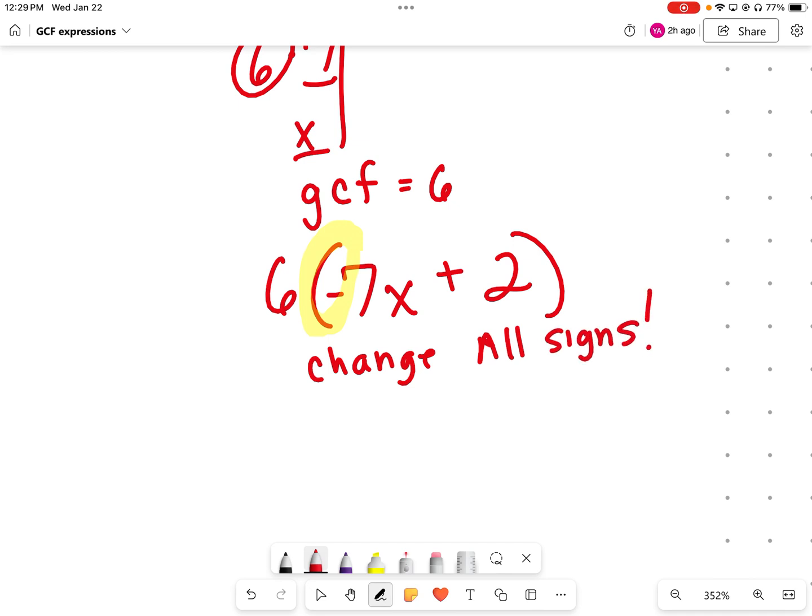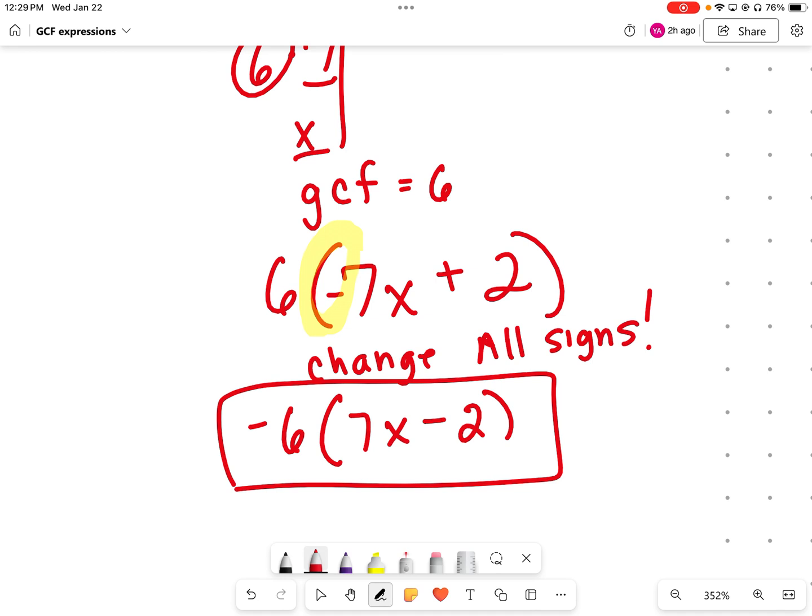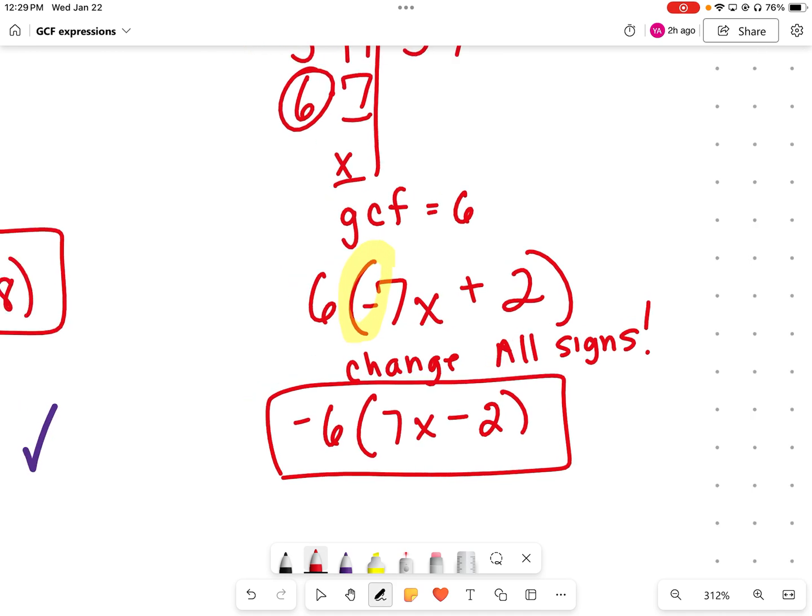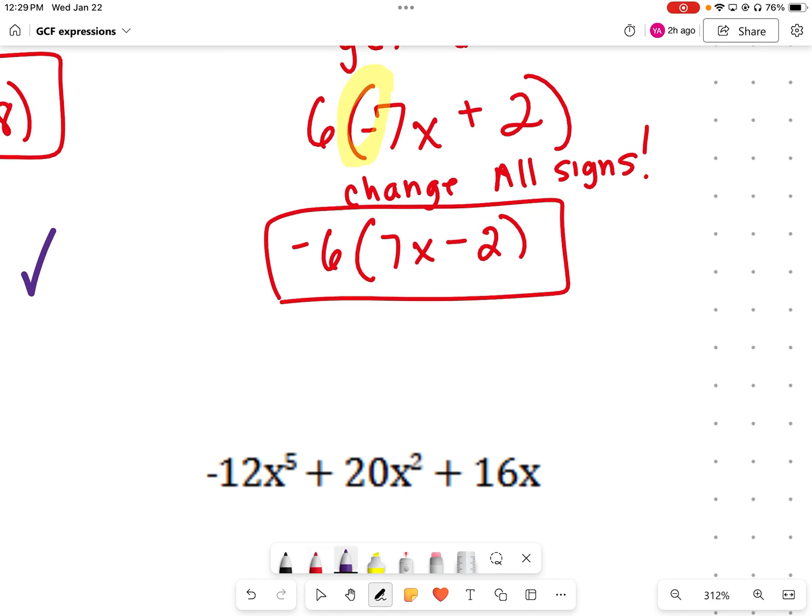So we're going to change the 6 to a negative 6, the 7 to a positive, and the plus 2 to a minus 2. So what we're really doing is factoring out the negative and changing the signs that are inside. Okay, so we can check our work. I'm going to show you just checking your work real quick.